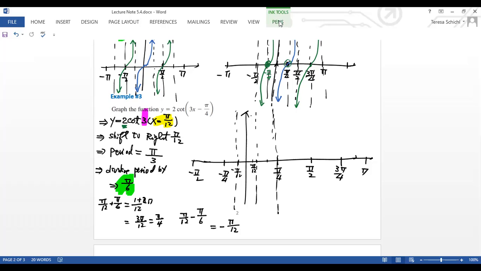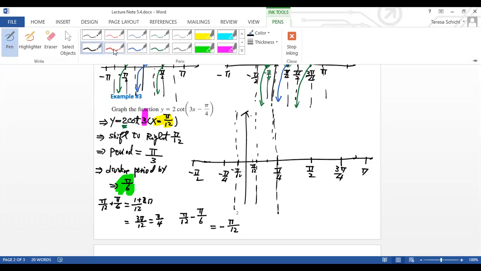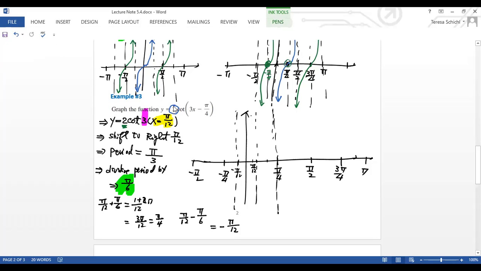Now I know my asymptotes for the cotangent. I also need to multiply by 2 here, so I need to be careful. This is negative 2, and cotangents go the other way. If you look at your graph, I'm going to start at pi over 12, here.